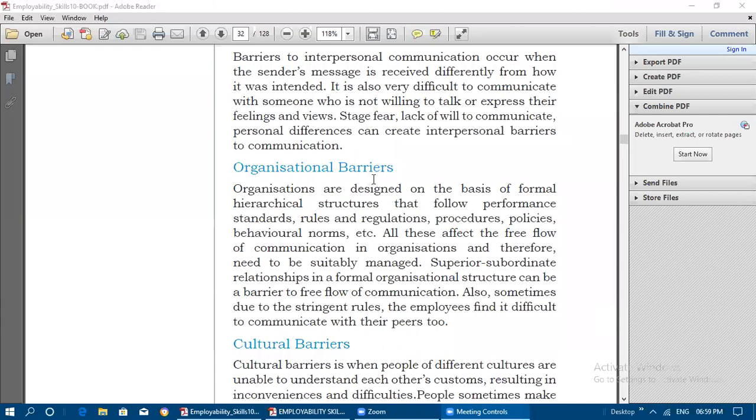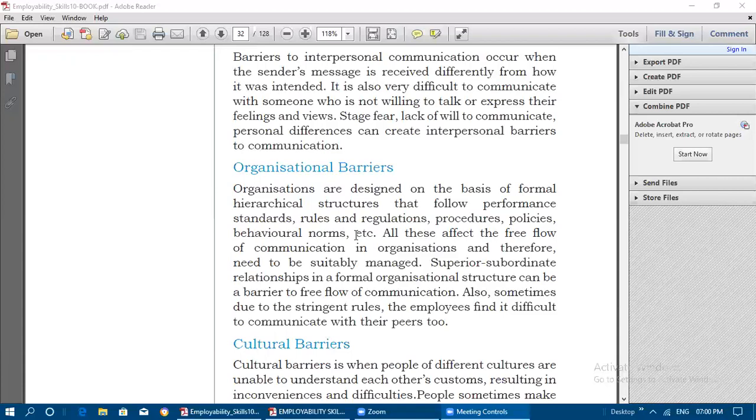And the next one is organizational barriers. Organizations are designed on the basis of formal hierarchical structures that follow performance standards, rules, regulations, procedures, policies, and behavioral norms. Everything will be there in any organization. All these affect the free flow of communication in organizations and therefore need to be suitably managed. They will measure performance standards, follow policies, and check behavioral norms. So we need to consider all these things when we are saying some information.